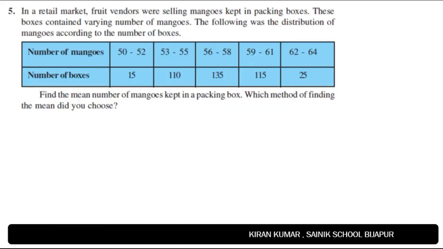Question 5. In a retail market, fruit vendors were selling mangoes kept in packing boxes. These boxes contained varying number of mangoes. The following was the distribution of the mangoes according to the number of boxes. The number of mangoes and the number of boxes are given as class interval and the frequency respectively. We need to find the mean number of mangoes kept in the packing box. Which method of finding the mean did you choose?